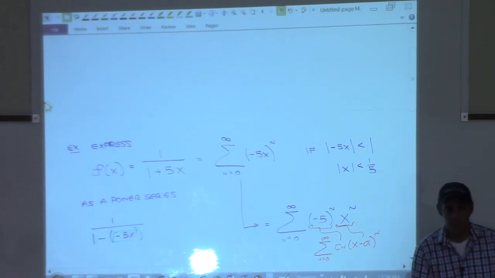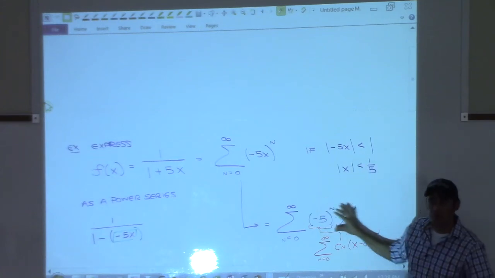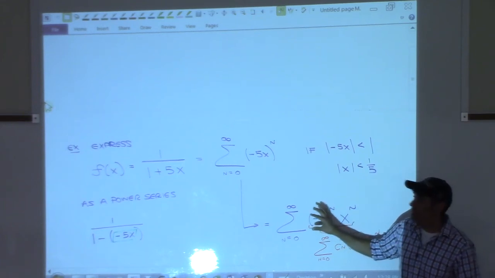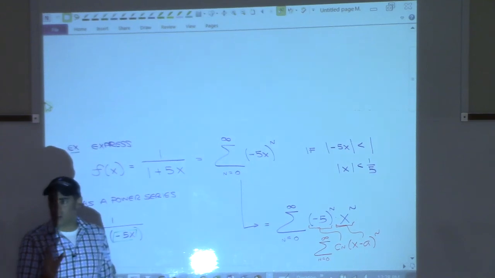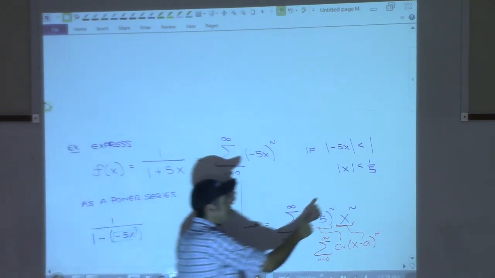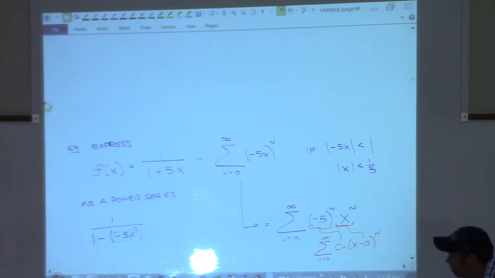Okay? So if I were to somehow graph this power series on the same axis as this function, they will be identical functions if you're looking in this interval. Okay? I believe I have a picture.